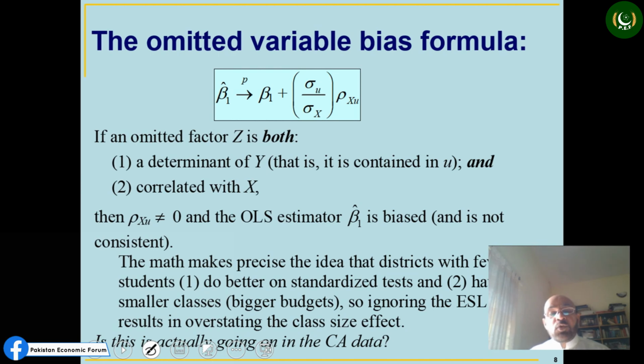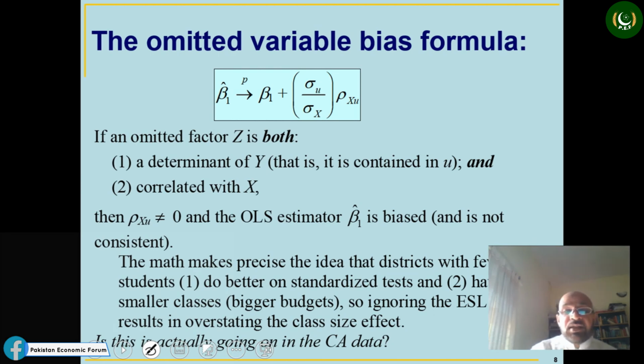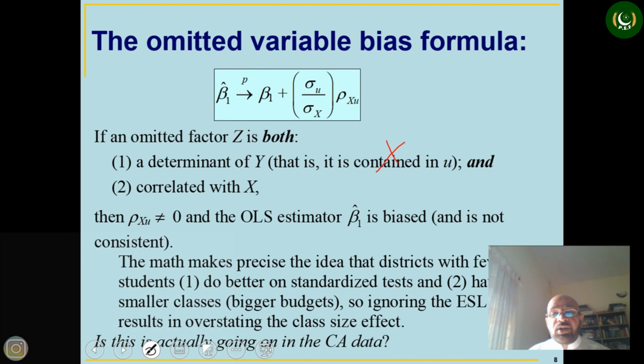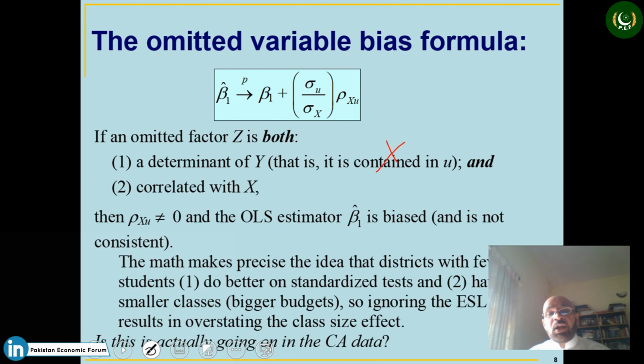So therefore, it is correlated with the regressor, but it is not a determinant of y. Another example, timing of the test. At what time are you testing grade 1, grade 2, grade 3 students? If you are testing them in the morning, the result will be different. In the afternoon, the result will be different. Late afternoon, the result will be different. So it means it's a determinant of y.